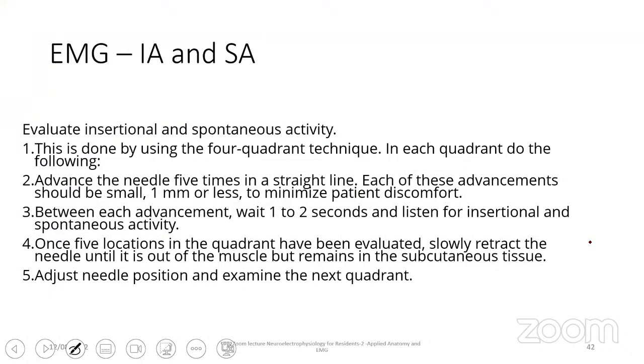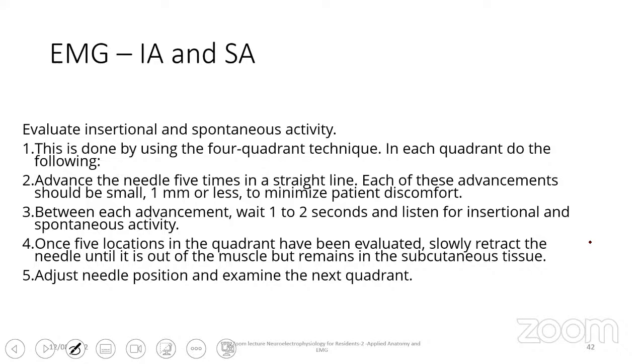Insertional activity and spontaneous activity. So first of all, evaluate insertional and spontaneous activity when you do EMG for each muscle. Each muscle should be studied in 4 parts, and the first part is insertional activity, the second part is spontaneous activity. This is done by using a 4-quadrant technique, while you are studying the insertional activity.